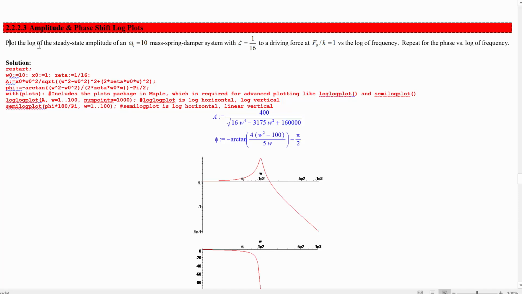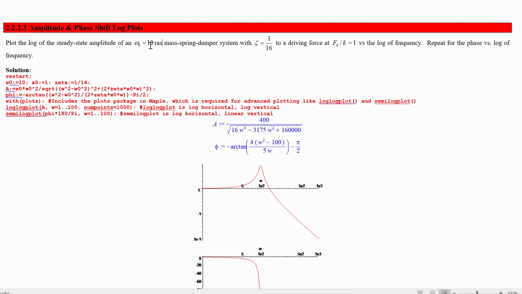So plot the log of the steady state amplitude of a mass spring damper system, whose natural frequency is 10, that means 10 rad per second, with zeta is 1/16th, to a driving force of f0 over k is 1 meter, or I guess just 1 if we're going to do it in a math sense, versus the log of frequency. So this is plot the log of the steady state amplitude versus the log of frequency, and then repeat for the phase versus the log of frequency. By phase, it means phase shift. Here, the phase shift of the response curve.